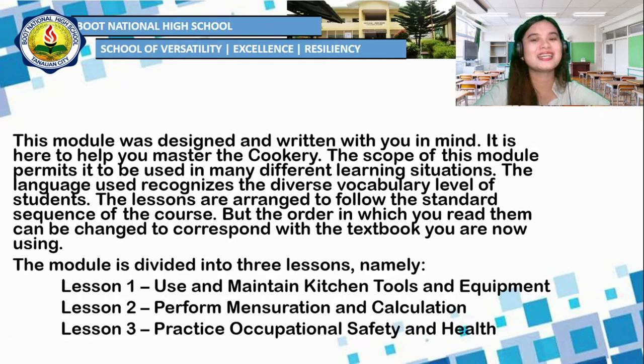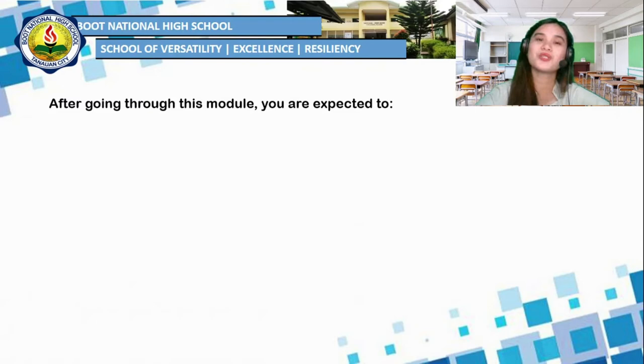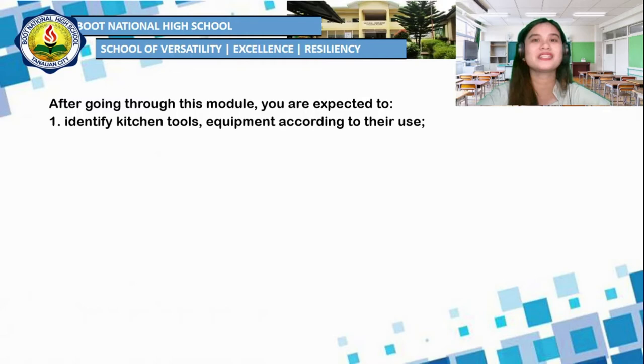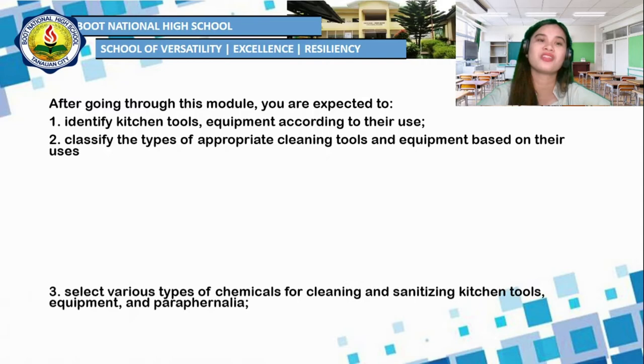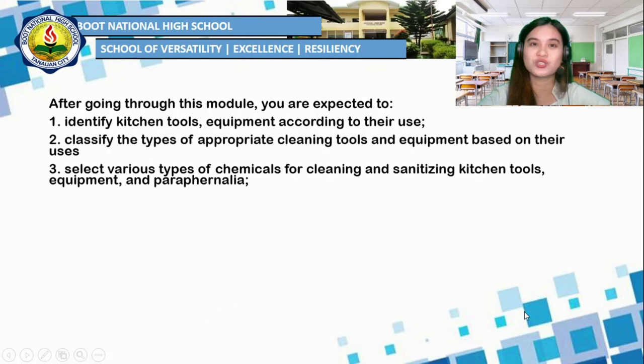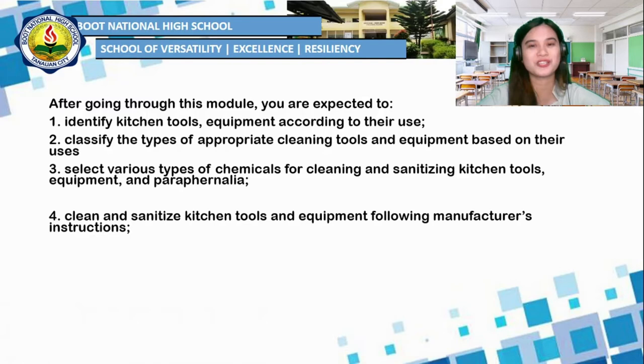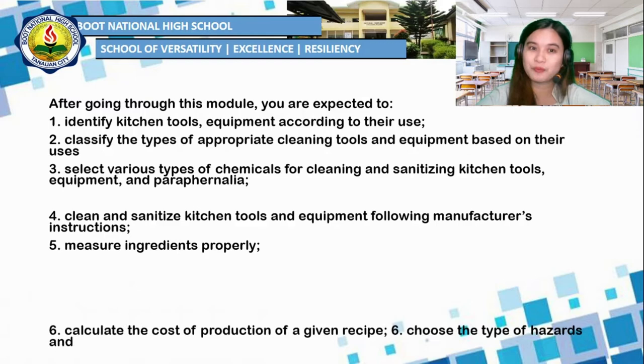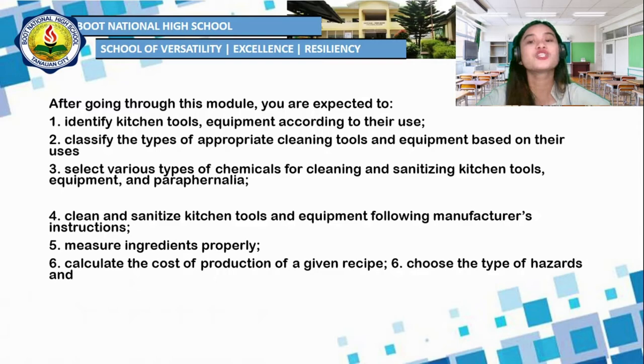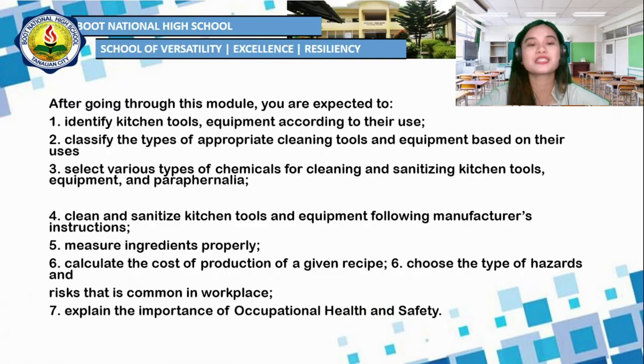Now, after going through this module, you are expected to identify the kitchen tools and equipment according to their use, classify the types of appropriate cleaning tools and equipment based on their uses, select various types of chemicals for cleaning and sanitizing kitchen tools and equipment and paraphernalia, clean and sanitize kitchen tools and equipment following manufacturer's instruction, measure ingredients properly, calculate the cost of production of a given recipe, choose the type of hazard and risk that is common in the workplace, and explain the importance of occupational health and safety.